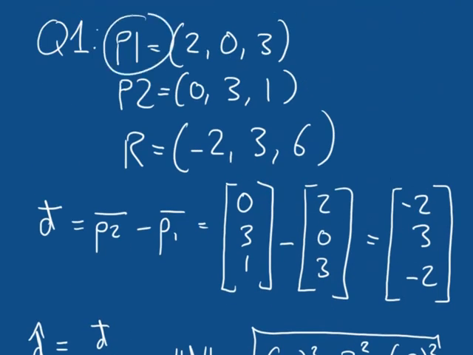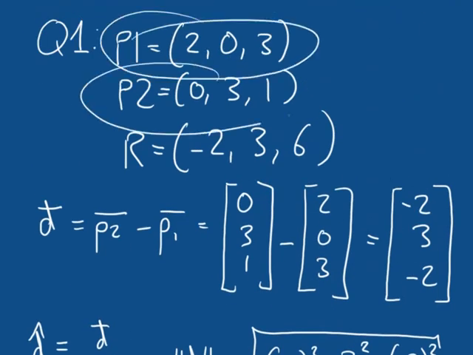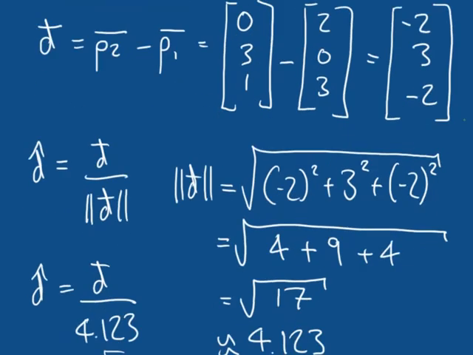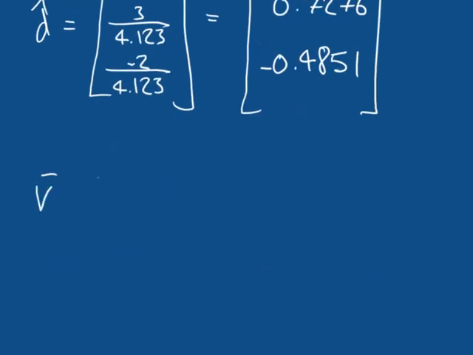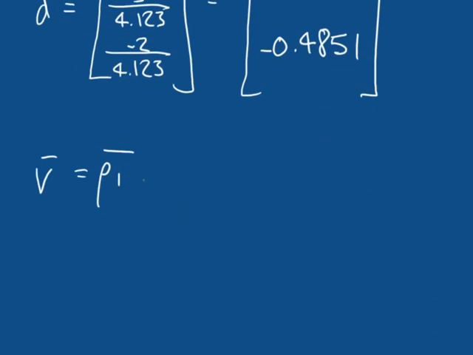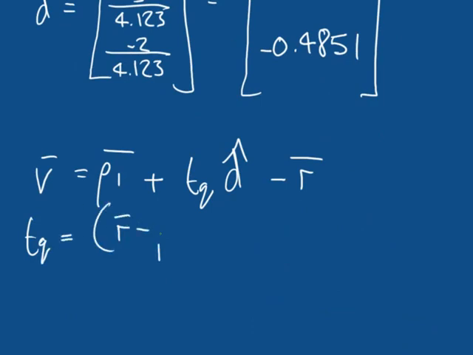We have the direction of the line, we have a point that the line passes through. Whether we choose point 1 or point 2 for that doesn't matter. I'm going to choose point 1, and we have a point that we're trying to find the distance of from the line. So you remember from our theory that we need to find the length of a vector v, which is given by, in this case, p1, the position vector of one of the points that our line passes through, plus tq multiplied by our unit vector d, minus the position vector of the point that we're trying to find the perpendicular distance of. And we, of course, need to find that value tq, and tq is given by our vector r minus our vector p1, dotted with our vector d hat.